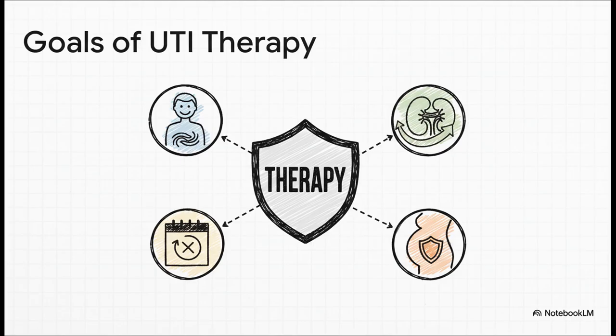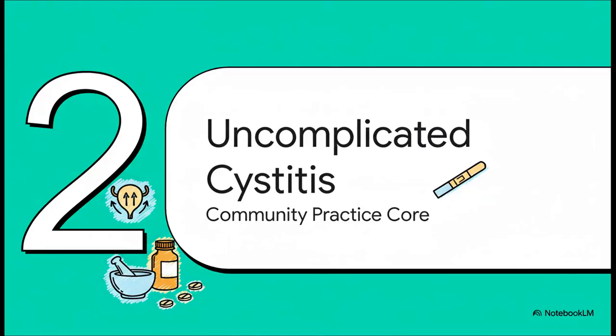So what are we trying to achieve? Well, it's way more than just making the patient feel better right now. As pharmacists, we're looking at the big picture. We're trying to stop the infection from getting worse and traveling to the kidneys. We're trying to stop it from coming back. And, this is absolutely critical, we're trying to protect high-risk patients, especially in pregnancy, where a UTI can become really dangerous.